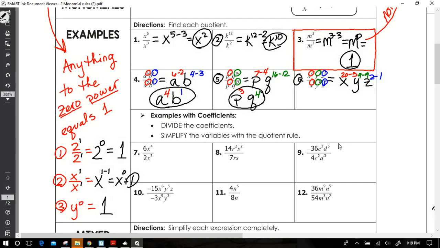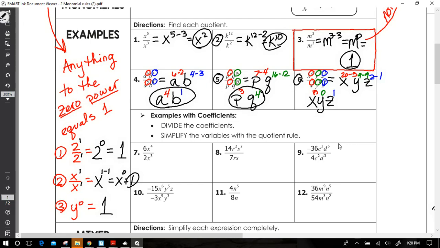Now you might notice in number 6 that I did not finish this problem completely. I paused here after doing my initial quotient rule. Okay, so now I'm ready to simplify this. So I have an x, a y, and a z. Okay, so 20 minus 5 gives me 15. 9 minus 9 gives me 0. And 2 minus 1 gives me 1.